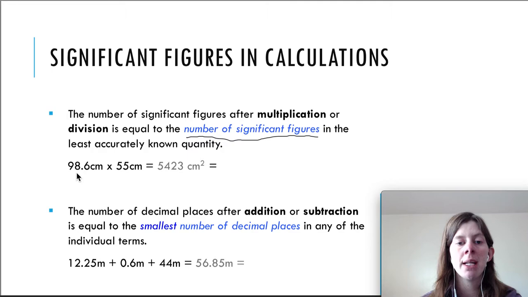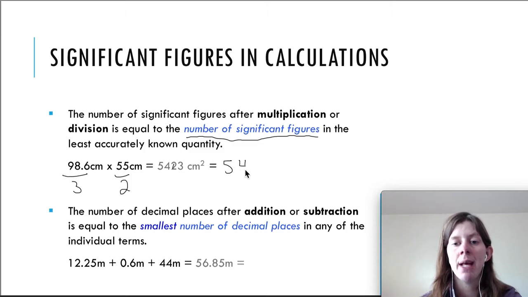So in this example here, 98.6 centimeters times 55 centimeters. The calculator will give you 5,423 centimeters squared. But if you look at each number individually, the 98.6 has 3 sig figs, and the 55 only has 2 sig figs. That means you only want to keep 2 sig figs in your answer, so you're going to have to round your number, and the 2 here is less than 5, so it's going to round down. So you're going to round to 5,400 centimeters squared. If the 2 had been a 5 or above, then you would have rounded up to 5,500 centimeters squared.